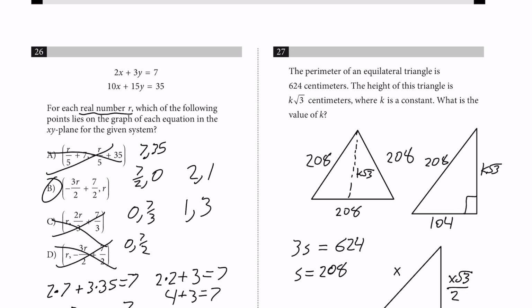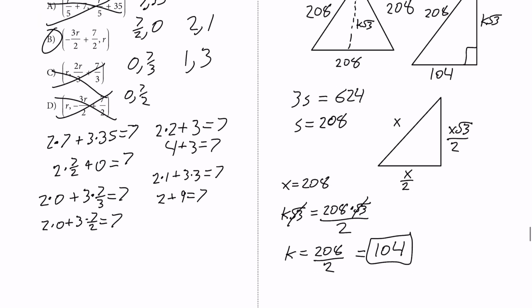So that is our answer for k. So the value of k is 104. And we solved that knowing that when you take this equilateral triangle and split it through the height, so vertically, that gives you a 30, 60, 90 right triangle. And we know the properties for 30, 60, 90 right triangles are as follows.